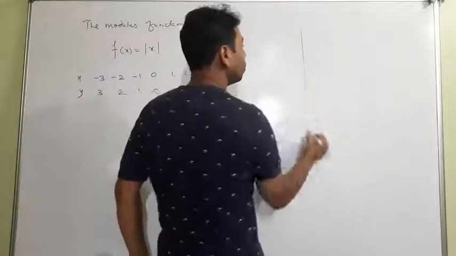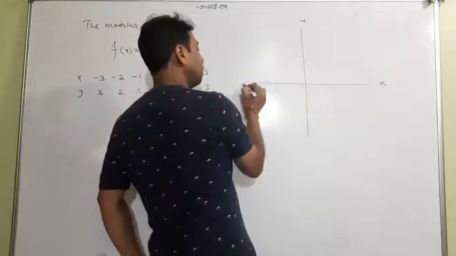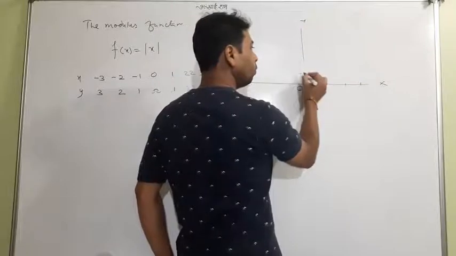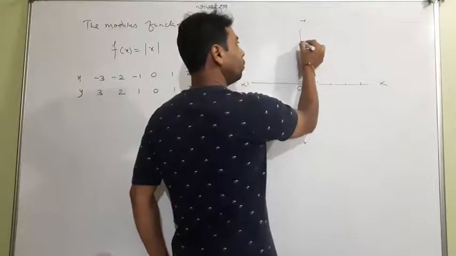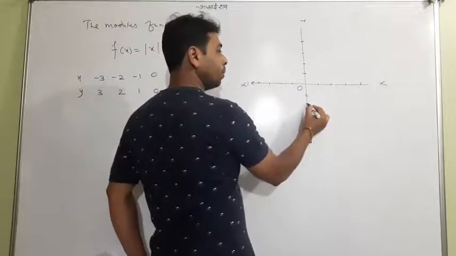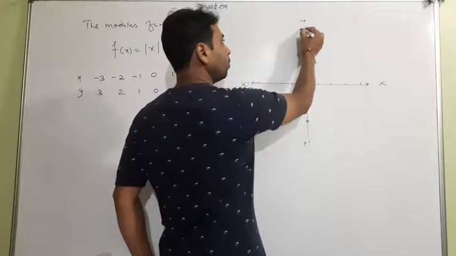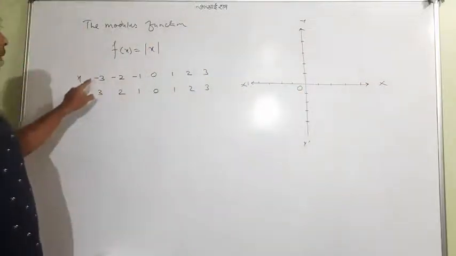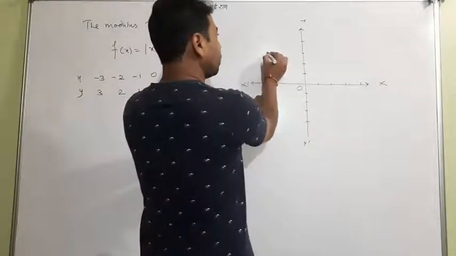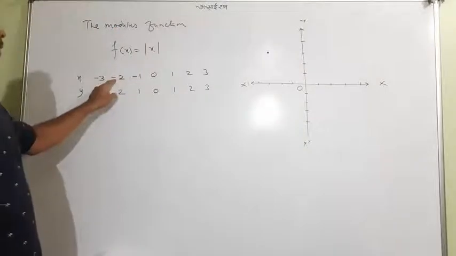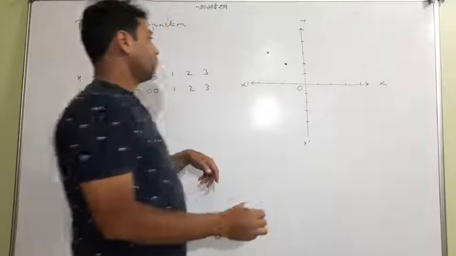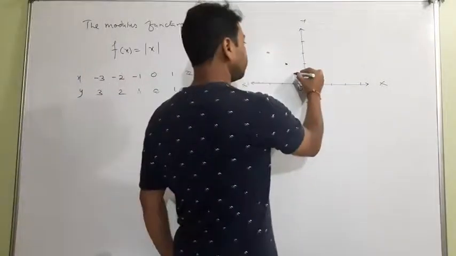Go to the graph. It has x, y, x dash and y dash axes. Mark 1, 2, 3, 4 on the positive sides and minus 1, minus 2, minus 3, minus 4 on the negative sides. Now put the values. My x is equal to minus 3, y is equal to 3. This is the point. x equal to minus 2, y equal to 2 is here. Then x equal to minus 1, y equal to 1 is here.